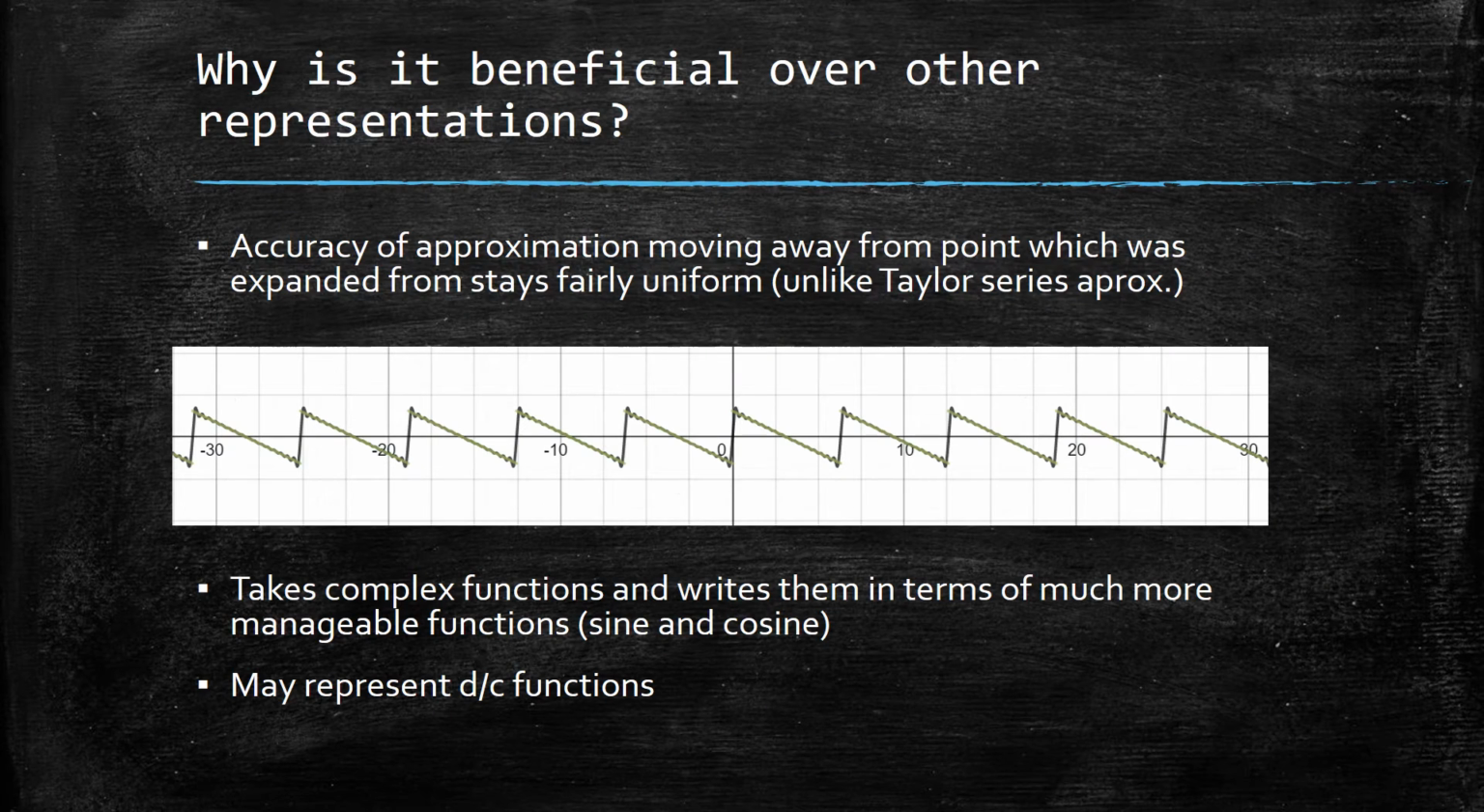In many cases, Fourier series are ideal over other approximation methods. One of the main reasons that Fourier series is superior is the fact that the accuracy of approximation moving away from the point which was expanded from stays fairly uniform. Another benefit is that the Fourier series are written entirely in terms of sine and cosine terms, which are used commonly and are very easy to take derivatives and integrals of. Lastly, Fourier series may represent functions which have jump discontinuities, whereas many other series approximations require the function to be continuous on its entire domain.